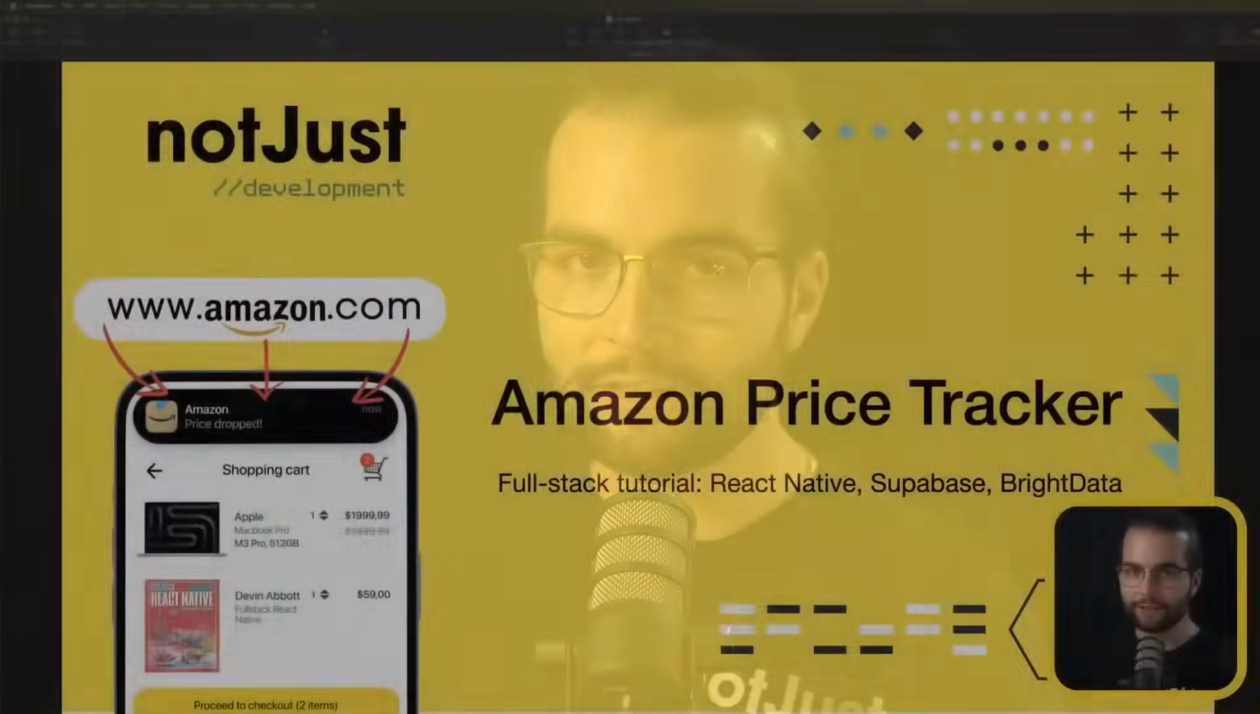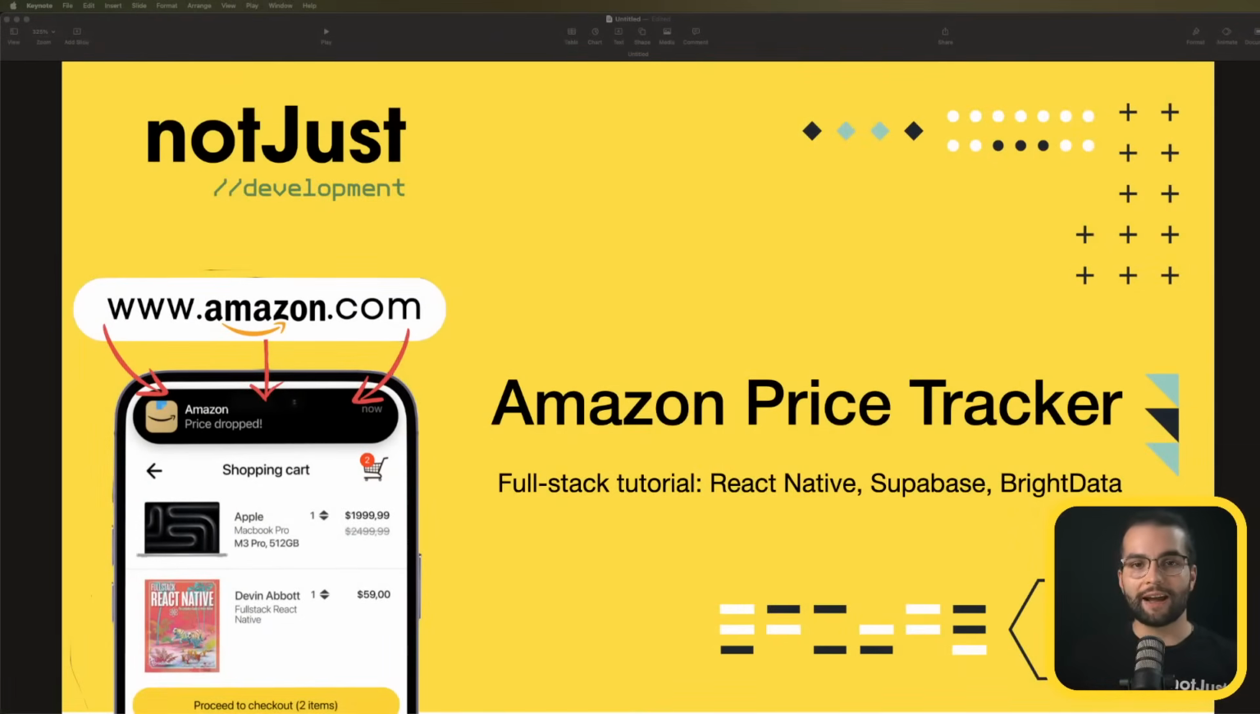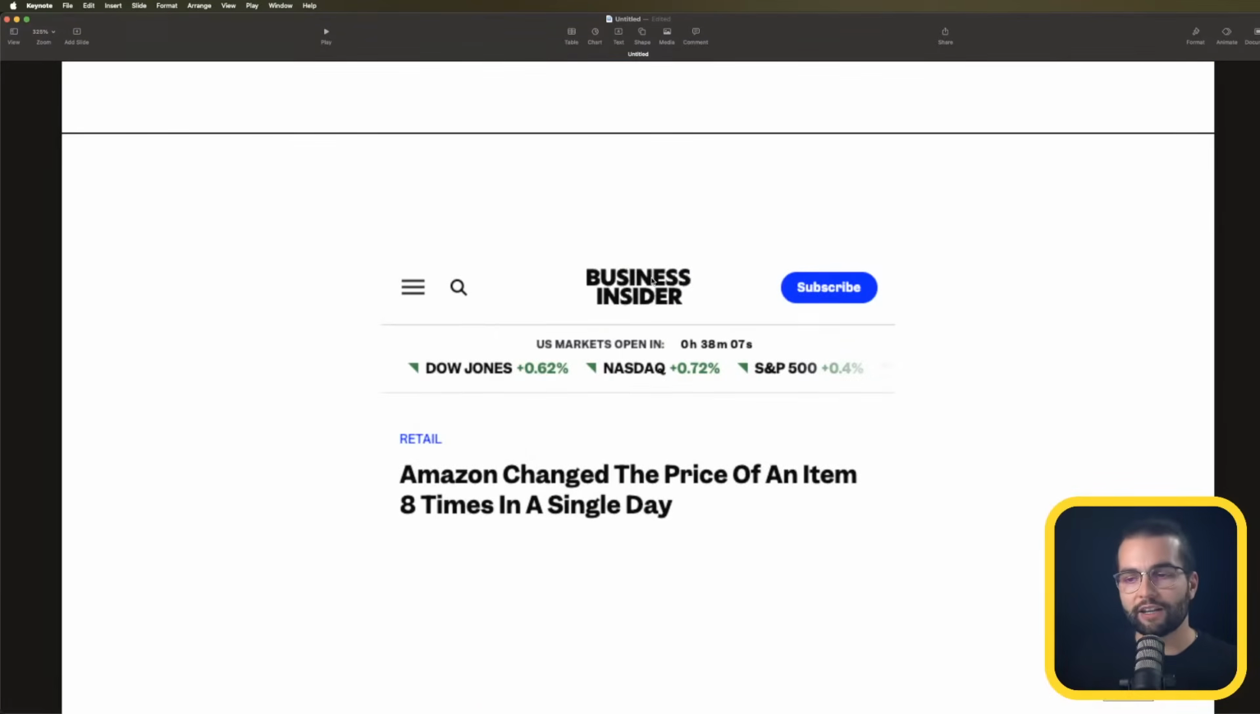And today in this video, we're gonna continue our Amazon price tracker application using React Native, Supabase, and BrightData. So very excited about this project because it's such an amazing use case for using data and for building this application. And the way I came up with this idea is browsing some products and trying to always refresh a page on Amazon to see if the price changed.